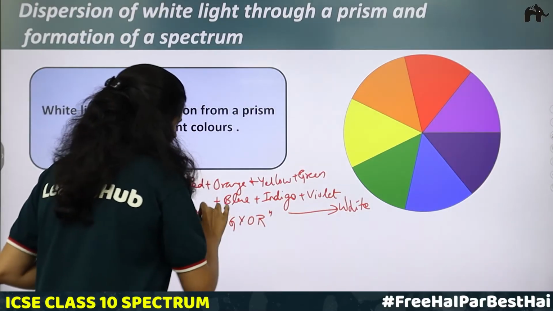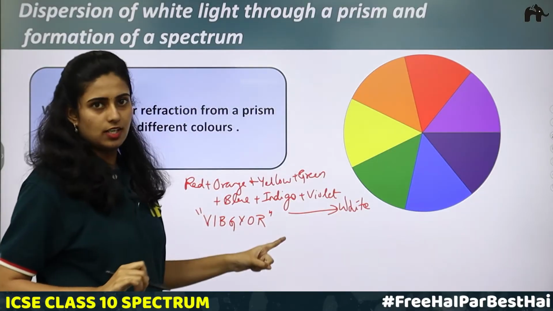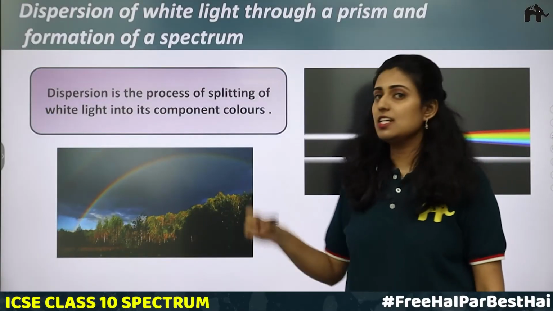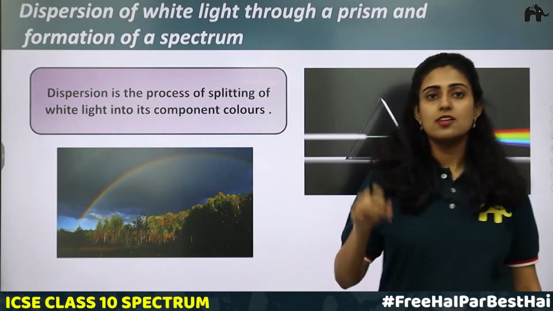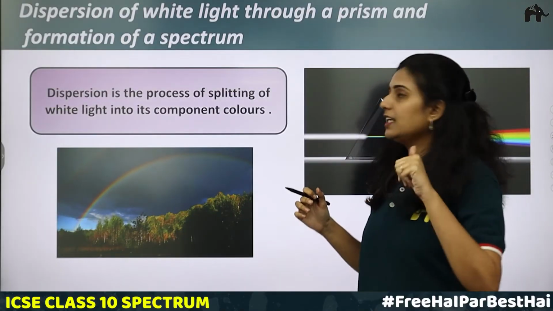VIBGYOR. All of you know this, right? Violet, indigo, blue, green, yellow, orange, red. So these colors constitute the white light. So now we can define dispersion. Dispersion is a process of splitting of white light into its component colors. So what are the component colors of white light? Violet, indigo, blue, green, yellow, orange, red.